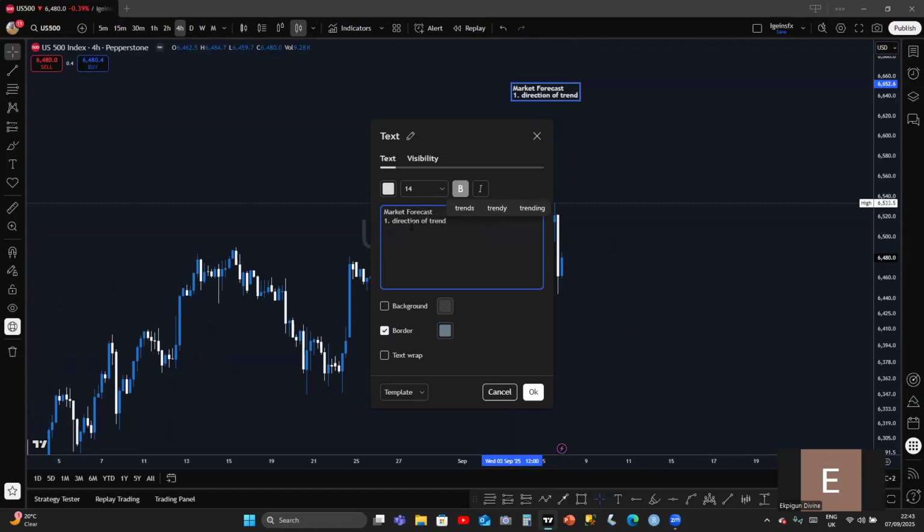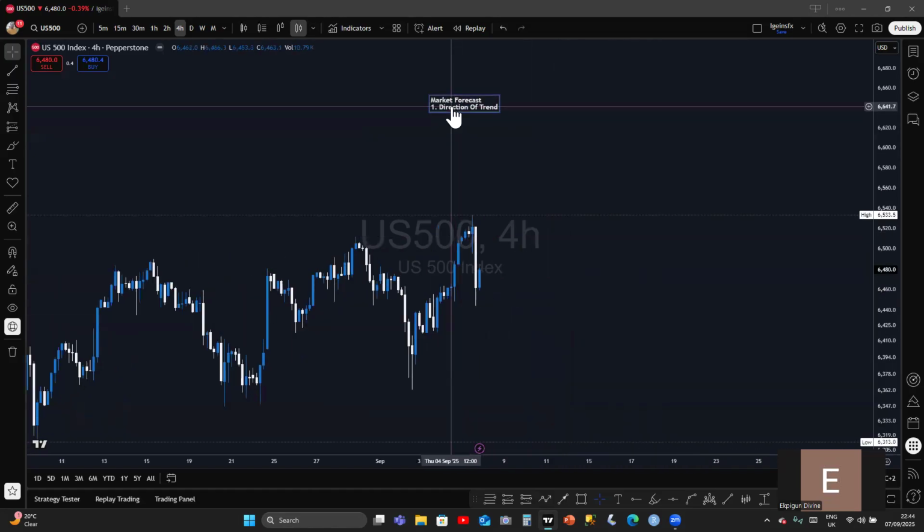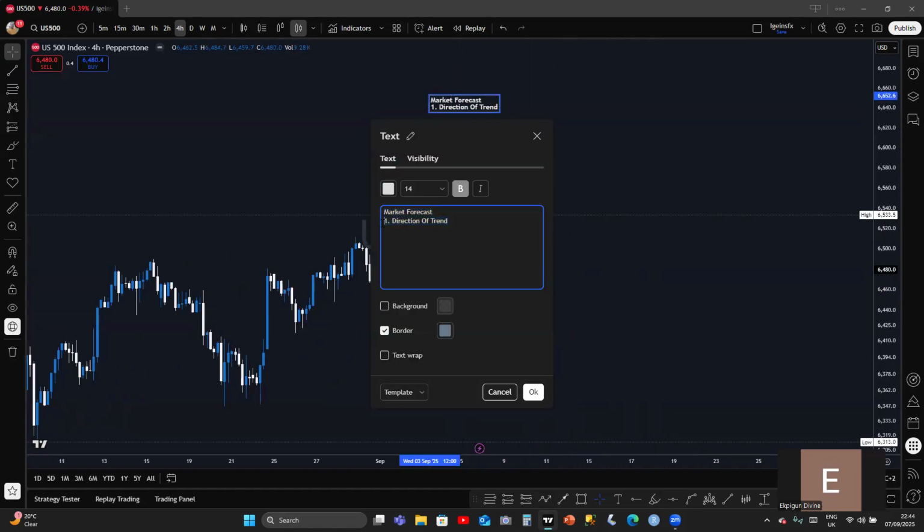All right. If you just want to know whether it's a bullish trend or whether it's a bearish trend. Understand? That is the first thing you need to ascertain. Now, how do you do that?